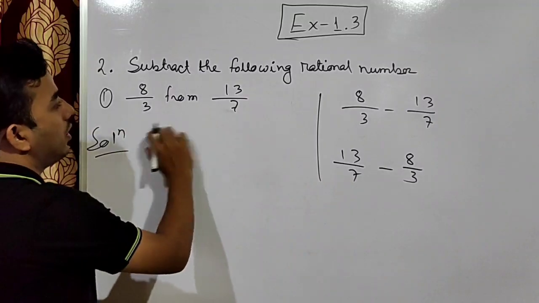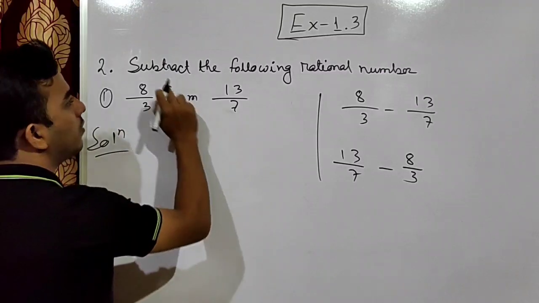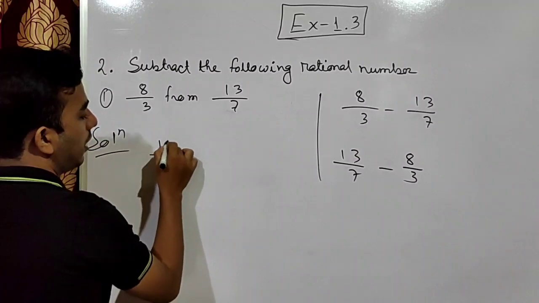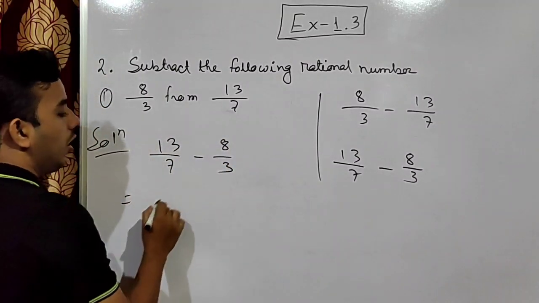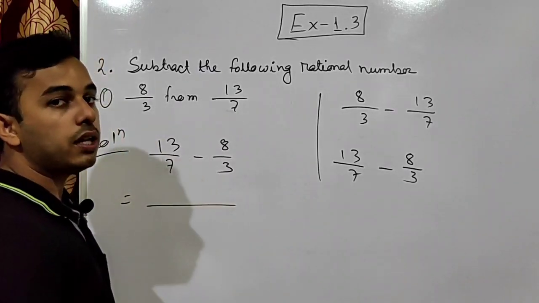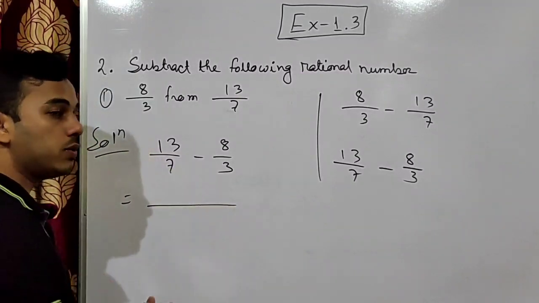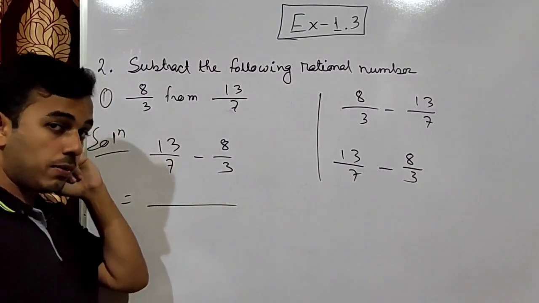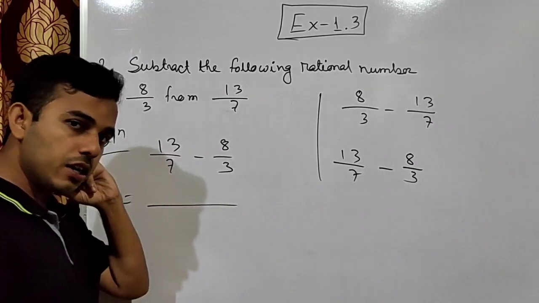Solution. According to the question, we subtract 8 by 3 from 13 by 7. So we will write 13 by 7 minus 8 by 3. Now we have to take their LCM, the lowest common multiple. The number which is divisible by both 7 as well as 3 is 21. Because 21 divided by 7 is 3, and 21 divided by 3 is 7.